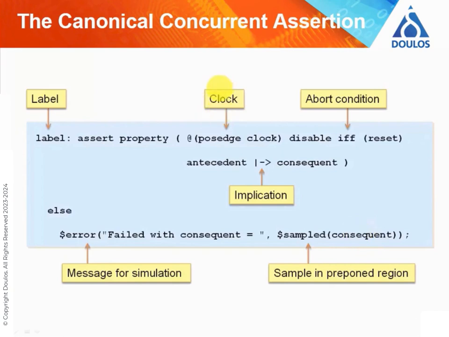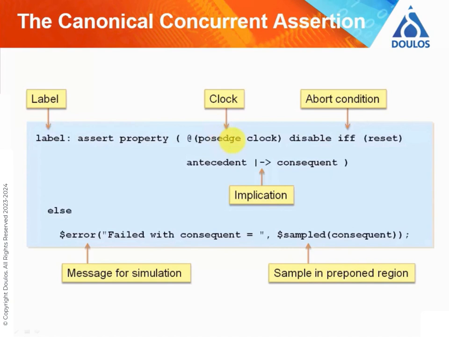Let's look at the typical or canonical concurrent assertion. This is what a typical concurrent assertion would look like in its entirety. First of all, it's a really good idea to label every concurrent assertion. The label is actually an optional part of the syntax, but it's really good practice to label the concurrent assertion, because if you label an assertion, then it's much easier to identify the property within the tool when it passes or fails. So do give every concurrent assertion a label.